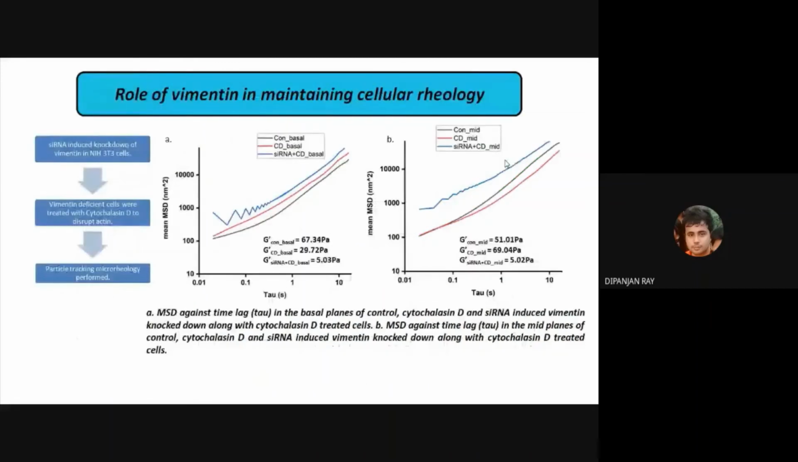To confirm the role of vimentin in cell rheology, I knocked down the vimentin from the cell line using siRNA-induced gene silencing method, and then these vimentin knockdown cells were also treated with cytochalasin D. So now this group of cells lacked vimentin, and their actin was also disrupted completely. When we measured the rheology in this group of cells, it was observed that the cells which were vimentin knocked down and cyto D treated had the softest basal plane and mid plane.